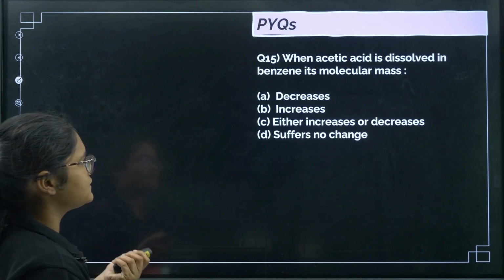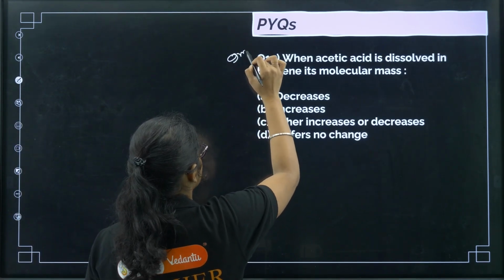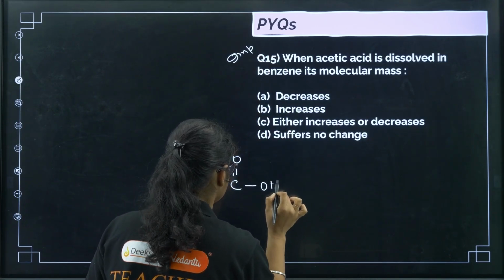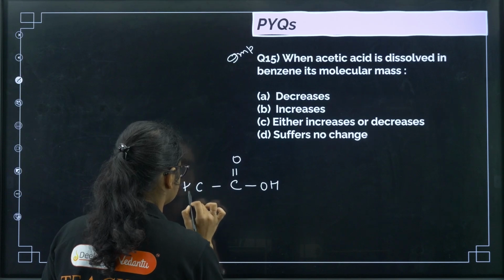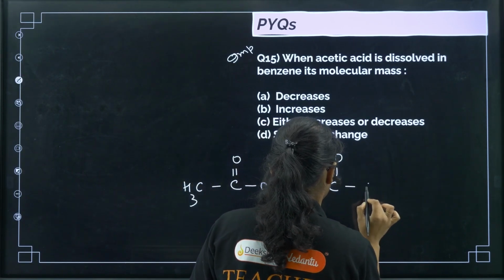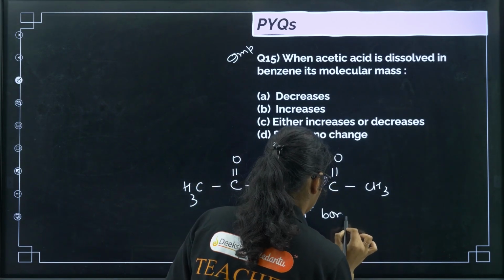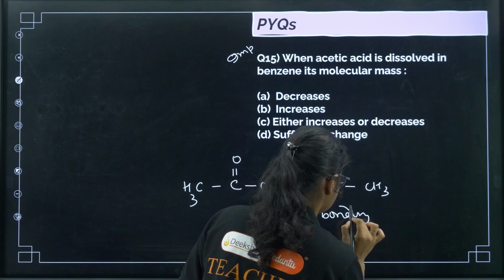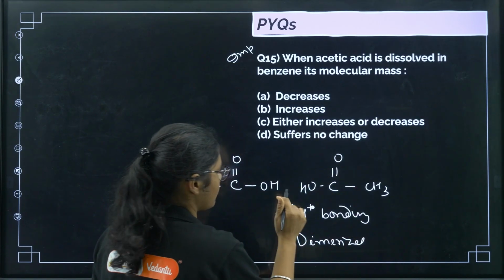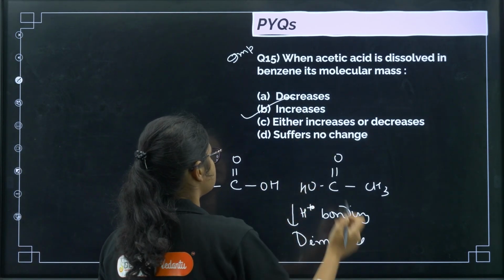Next, when acetic acid is dissolved in benzene, its molecular mass. This is also an important question. What happens when acetic acid is dissolved? CH3, then C double bond O, OH, and then there is CH3. Now hydrogen bonding takes place, and this molecule dimerizes. These two molecules become one molecule, a dimer is formed. So that is why the molecular mass increases.